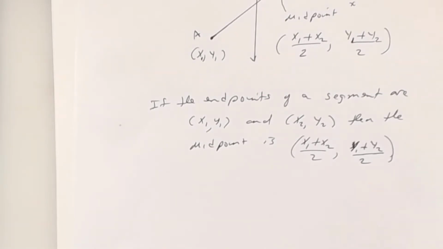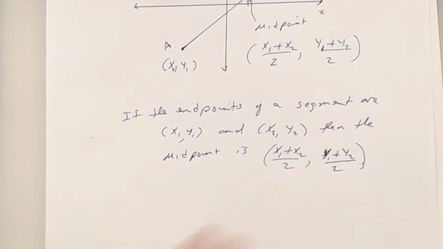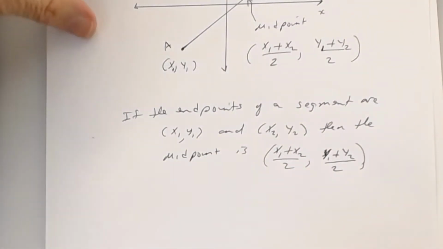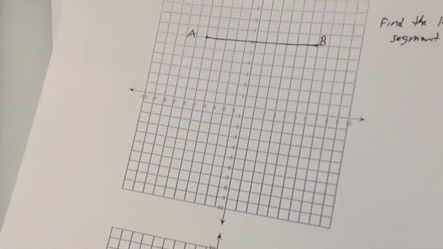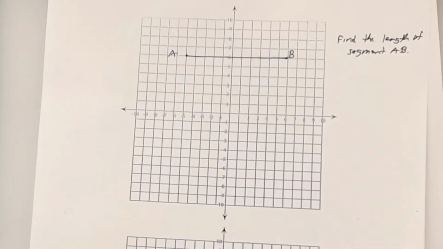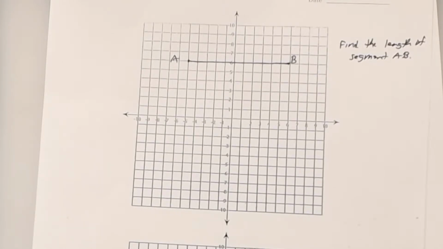All right, let's talk about distance. So we now know the formula for midpoint. That's this right here. Let's look at distance. All right, let's do the first one. So I have this segment AB, and what is the length of that segment? What's the length?